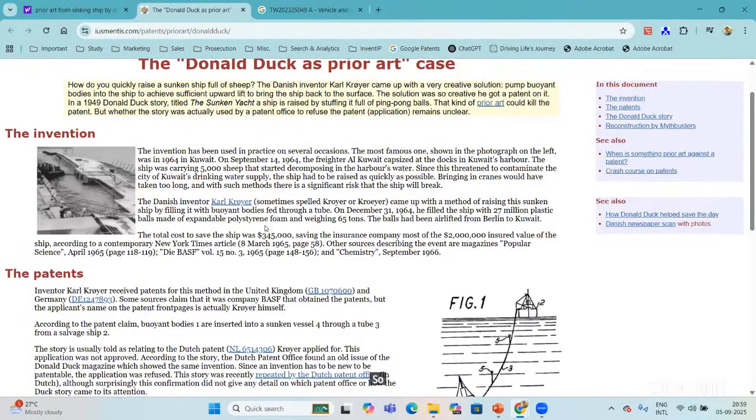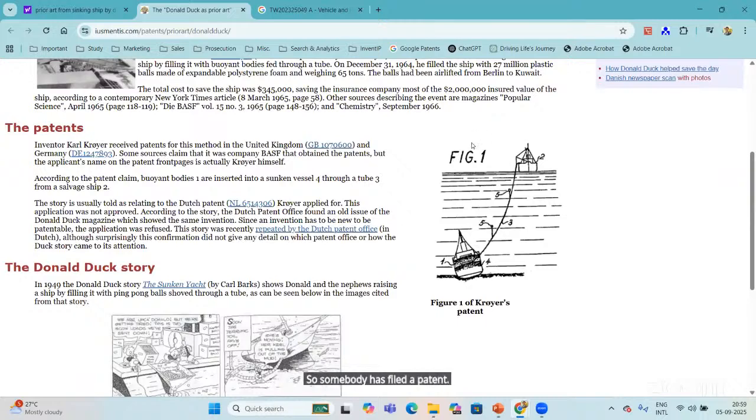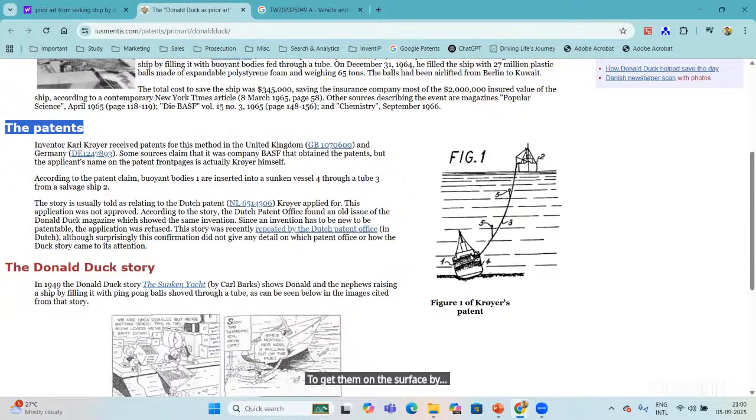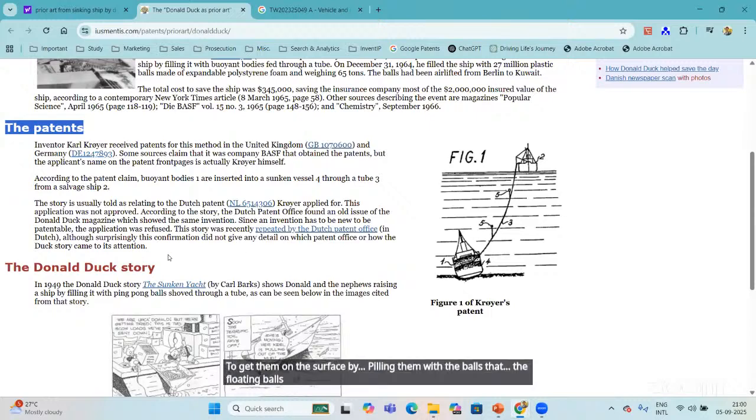Somebody has filed a patent. Are you able to see this figure number one? Is it visible to everyone? Yes, sir, it is visible. Okay. So the idea behind this patent was to get ships which have already sunk to the bottom of the ocean onto the surface by filling them with floating balls having high buoyancy.